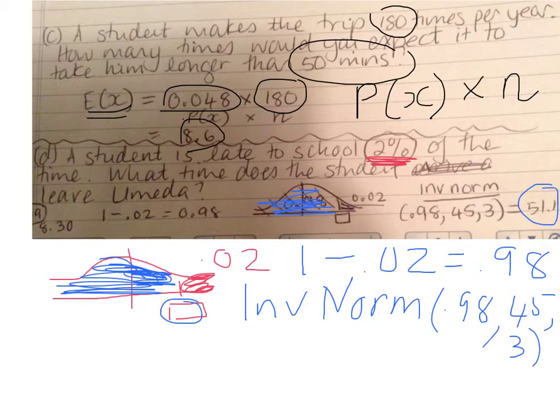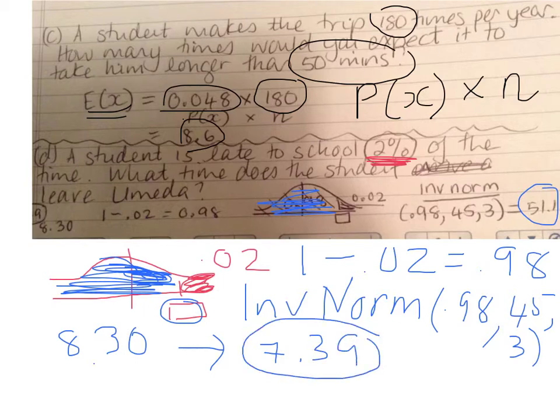So school starts at 8:30, so if they left 51 minutes before that, which would be 7:39, they would be late. So if you know a probability and you want to work out the x value, you use inverse normal.